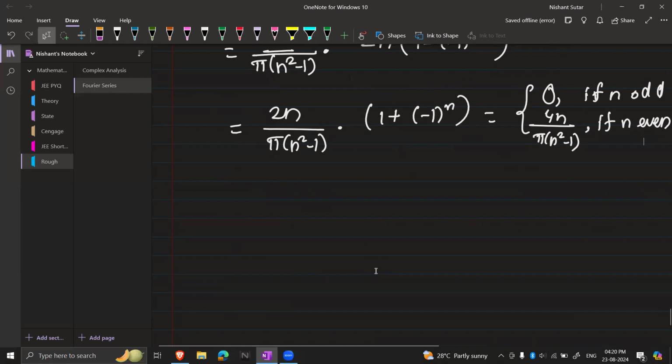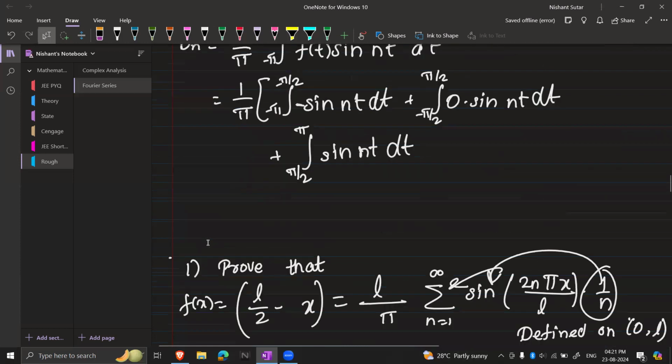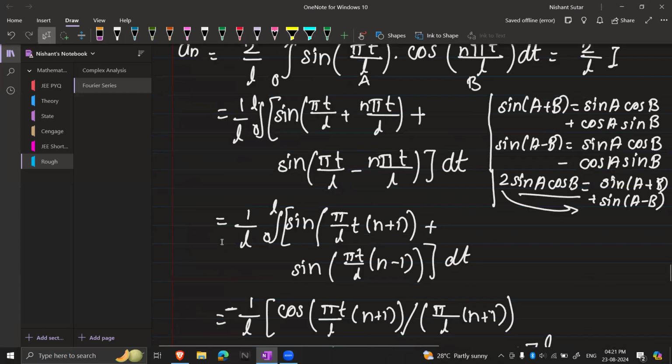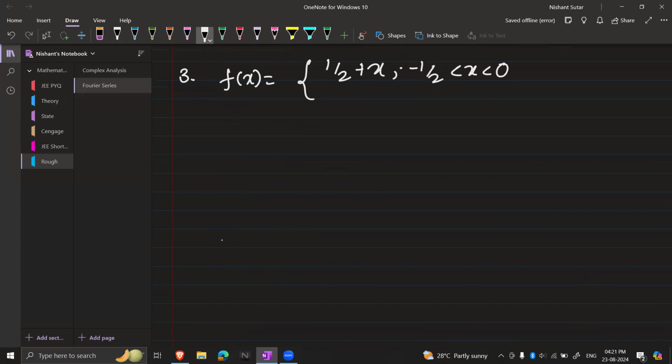Now for the next example, example number 3, we'll have f of x as half plus x if my x is between minus half to 0, and half minus x if my x is between 0 to plus half.